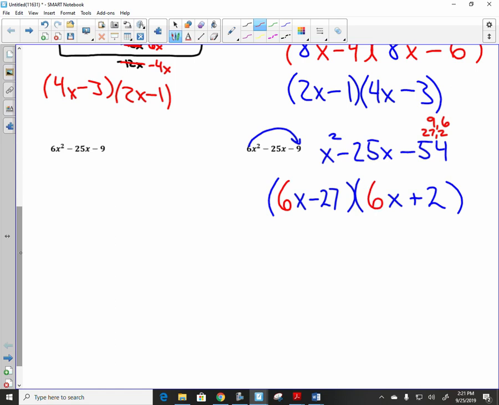6. What's the common factor among 6 and 27? Take it out, and you're left with 2x minus 9. Common factor among 6 and 2? Take out the 2, and you're left with 3x plus 1. So that would be the correct factorization.